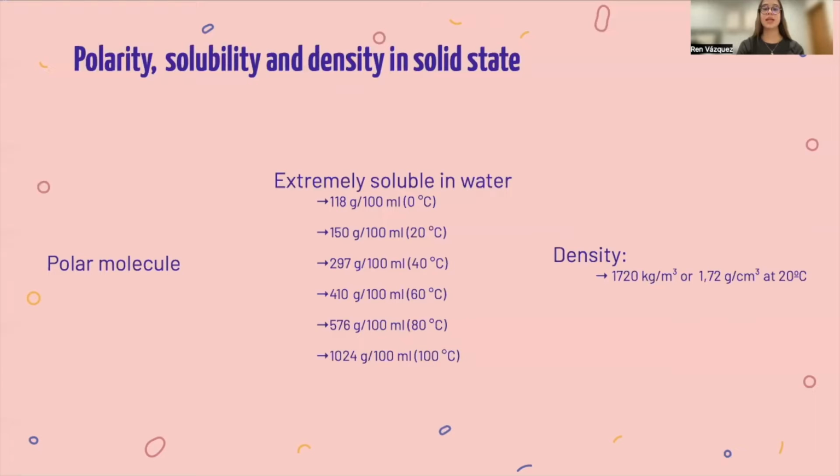Polarity, solubility, and density in a healthy state. Ammonium nitrate is a polar molecule that is extremely soluble in water. Displayed on the slide, you can see some of its solubilities at different degrees. The density of ammonium nitrate is 1,720 kilograms per meter cube or 1.72 grams per centimeter cube at 20 degrees.